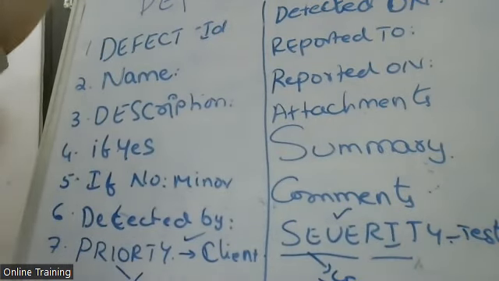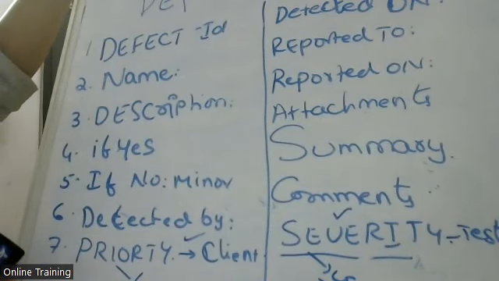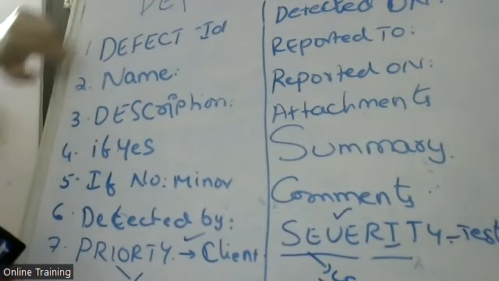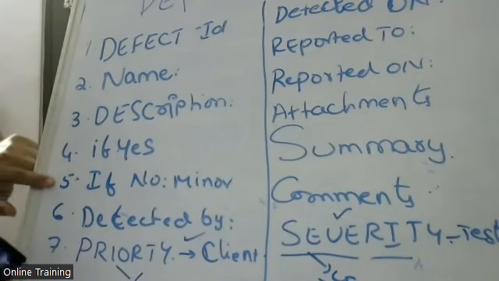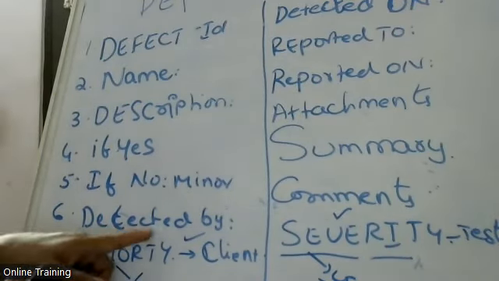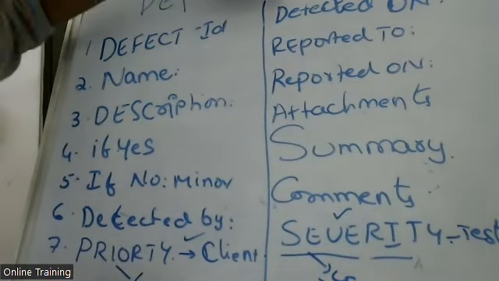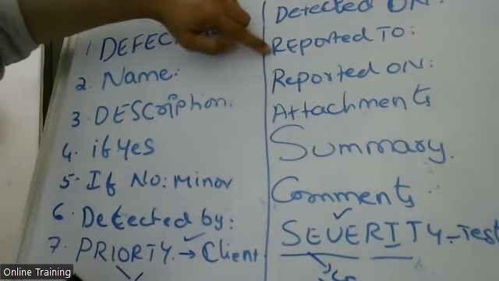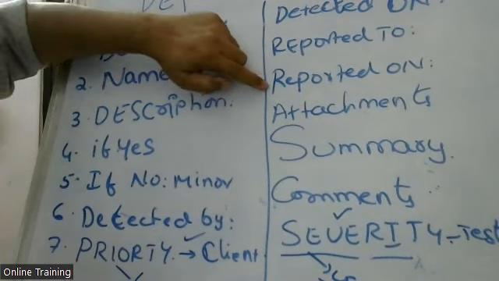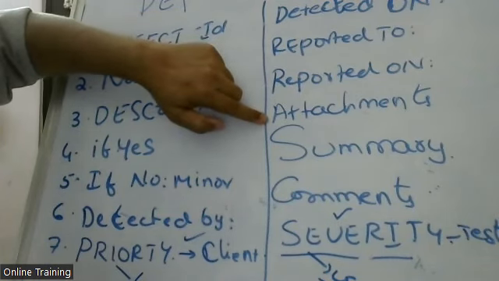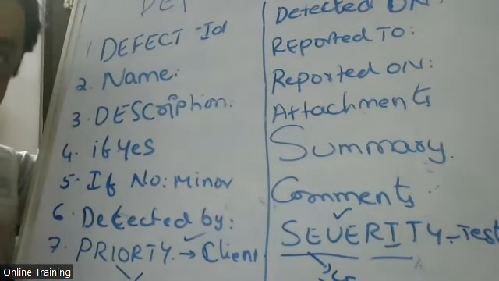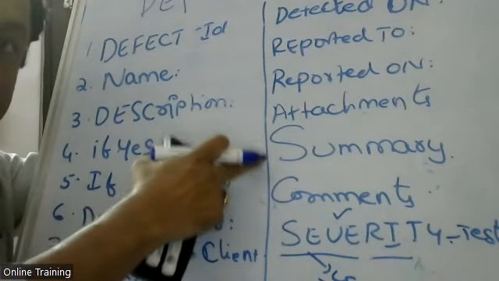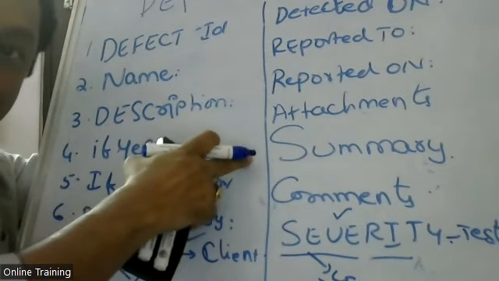Have you noted down all these things? Defect ID, name, description, if yes/no, detected by, priority, detected on, reported to, reported on, attachments. Attachments are things like Excel sheets, test cases, documentation, screenshots; everything we need to attach. Summary is the step-by-step procedure, and why it has failed.